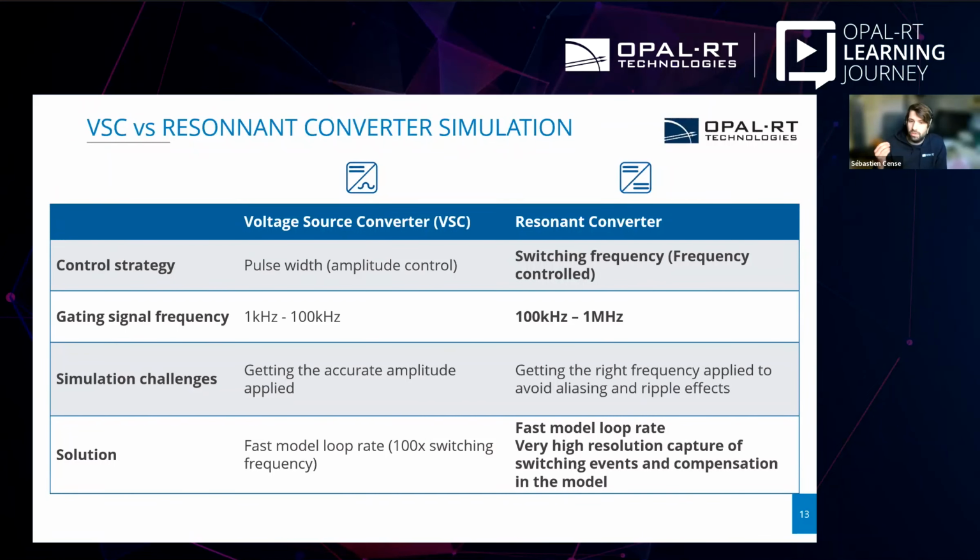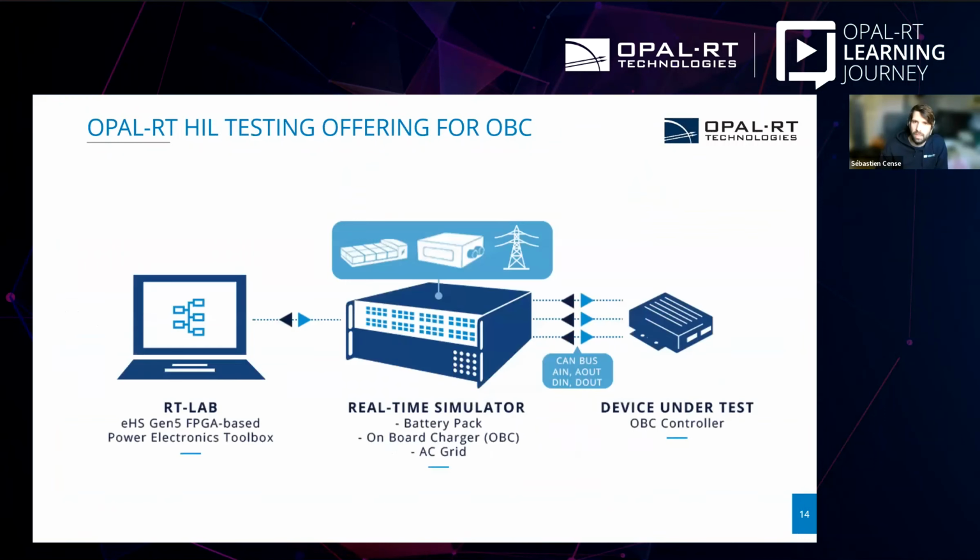The solution that we have proposed with OPAL, that we worked with Valeo to build, was to make an EHS model that has a fast model loop rate with a very, very high resolution of the switching capture events, and compensation in the model in order to reach a good level of accuracy. So let's talk about the OPAL-RT HIL testing offering for OBC.